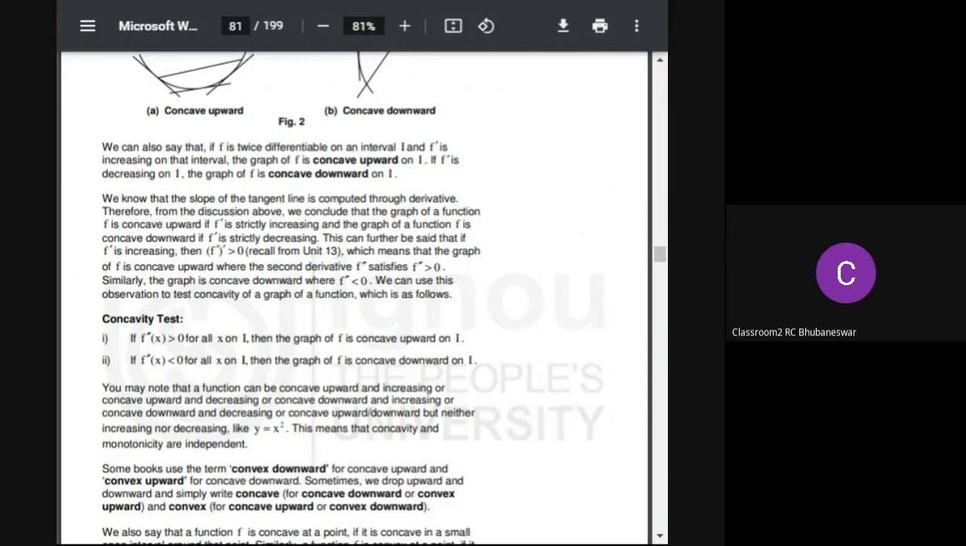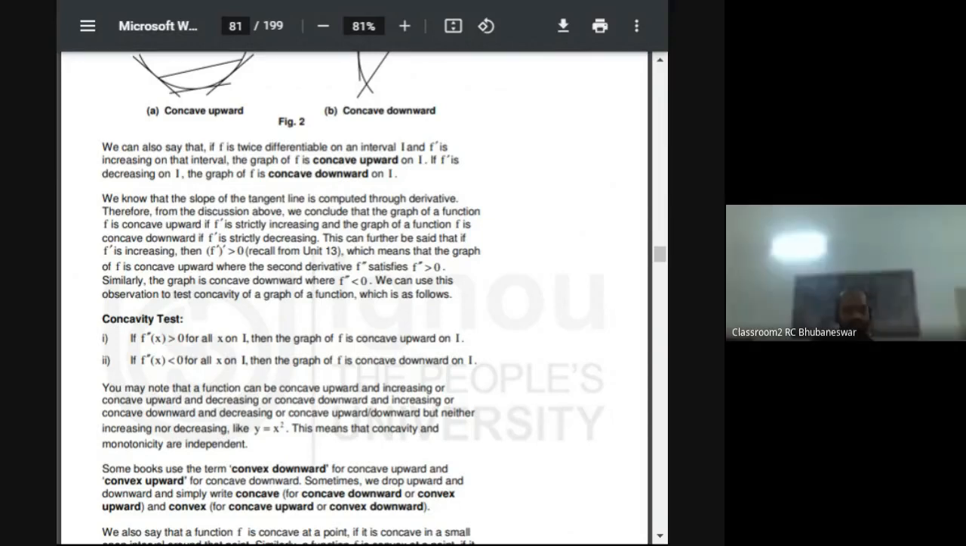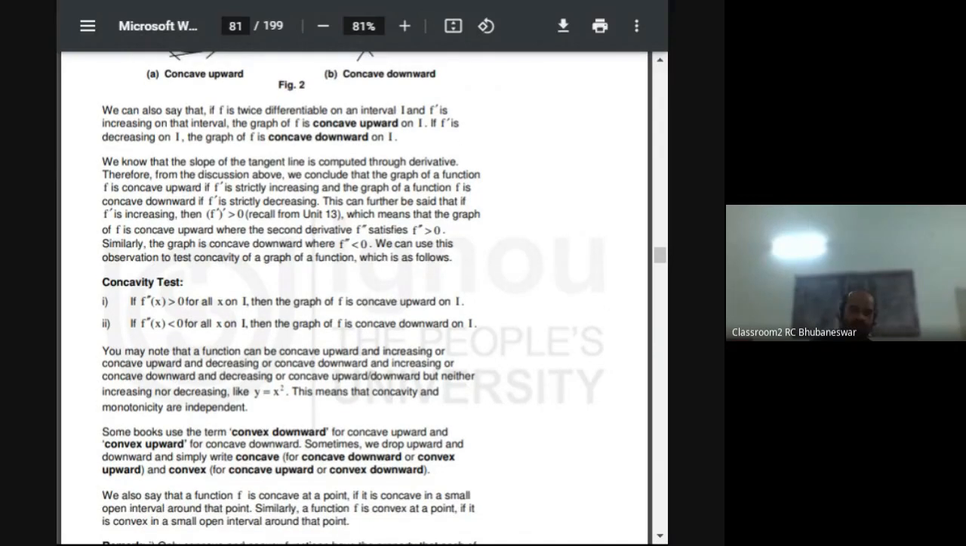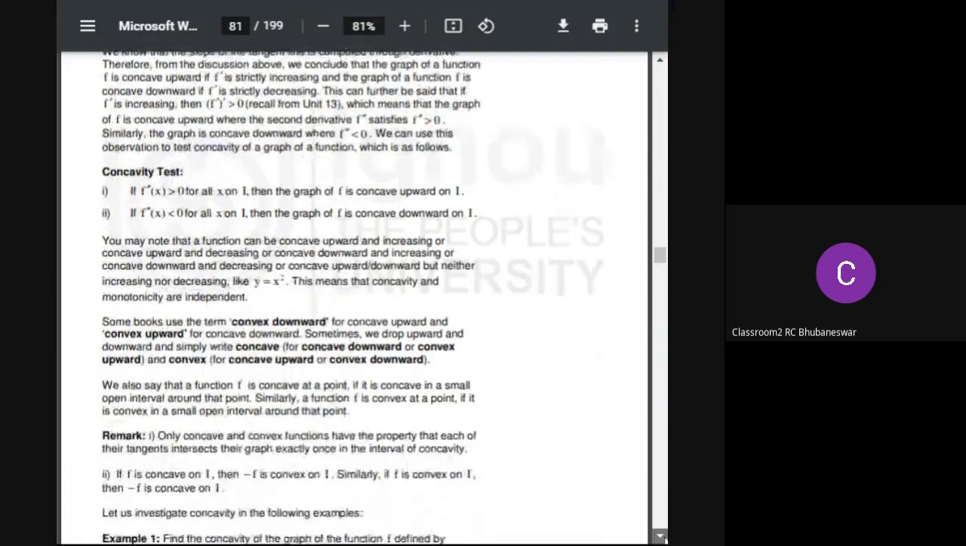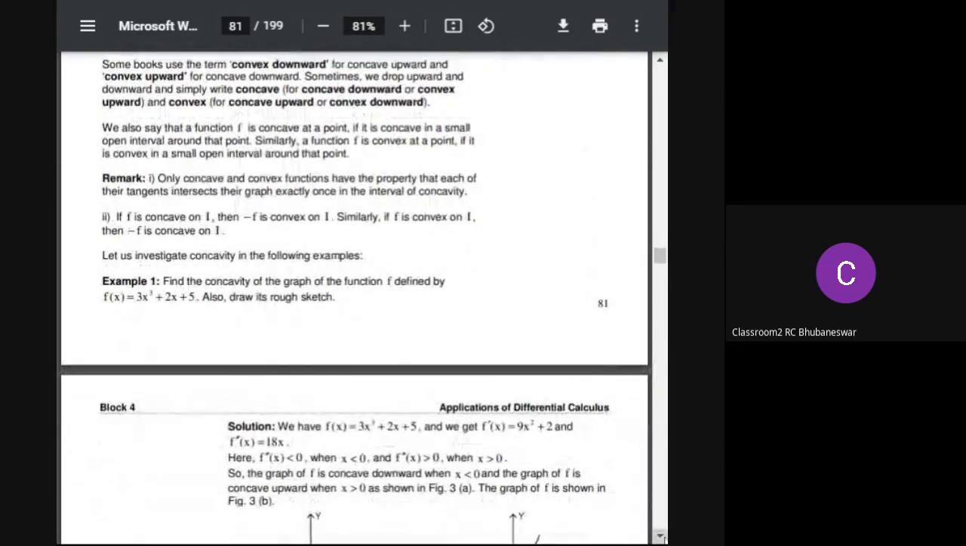So here the first condition is, then the conclusion will be that the graph is concave upward. So if it is positive, then it is concave upward. If it is negative, then the graph will be concave downward on I.